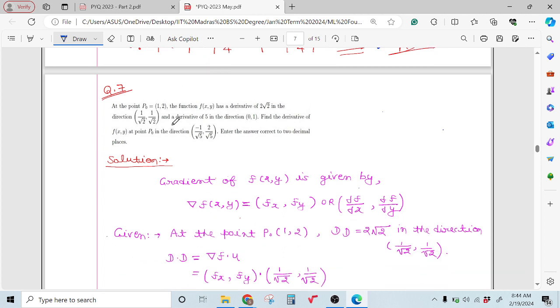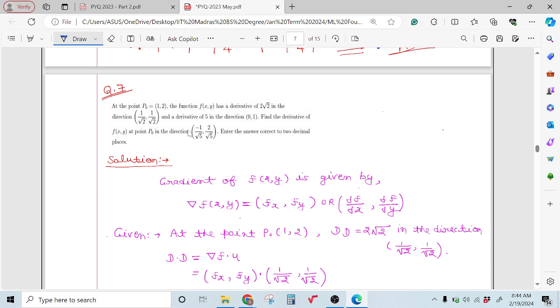So, problem number 7. At the point p0 equal to (1, 2), the function f(x, y) has a derivative of 2 root 2 in the direction (1 by root 2, 1 by root 2), and a derivative of 5 in the direction (0, 1). Find the derivative of f(x, y) at point p0 in the direction (minus 1 by root 5, 2 by root 5).